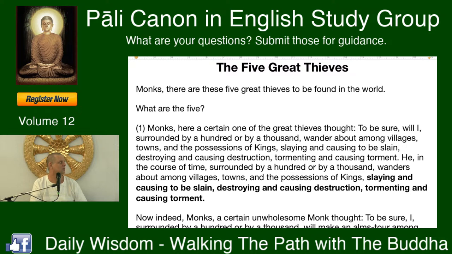Five great thieves. Monks, there are these five great thieves to be found in the world. What are the five? Monks, here a certain one of the great thieves thought, to be sure, will I, surrounded by 100 or by 1,000, wander about among villages, towns, and the possessions of kings, slaying and causing to be slain, destroying and causing destruction, tormenting and causing torment. He, in the course of time, surrounded by 100 or by 1,000, wanders about among villages, towns, and the possessions of kings, slaying and causing to be slain, destroying and causing destruction, tormenting and causing torment.